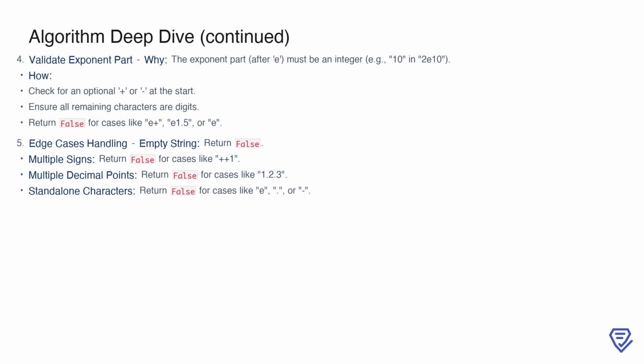Beyond the exponent, there are other edge cases to handle as well. For example, an empty string should immediately return false. Similarly, strings with multiple signs, like ++1, or multiple decimal points, like 1.2.3, are also invalid. Standalone characters like e, plus, or dash do not represent valid numbers either and should return false.